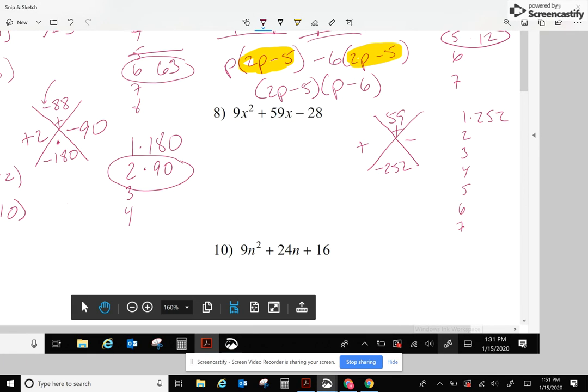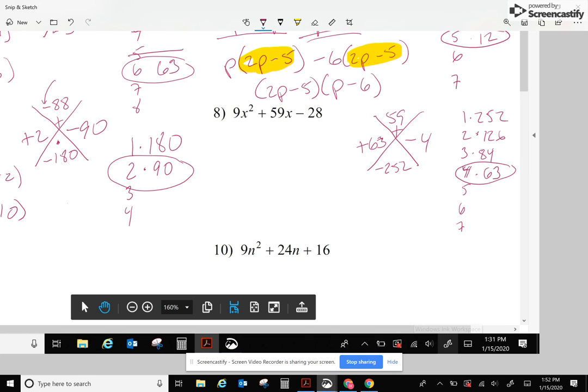So I'm thinking 252 divided by 2, that gives me 126. When I subtract them it is not 59, so I continue. 252 divided by 3, it gives me 84. That one doesn't work either. 252 divided by 4, that gives me 63. This one works. When I subtract them, it's 59. So I'm looking at plus 63 minus 4.